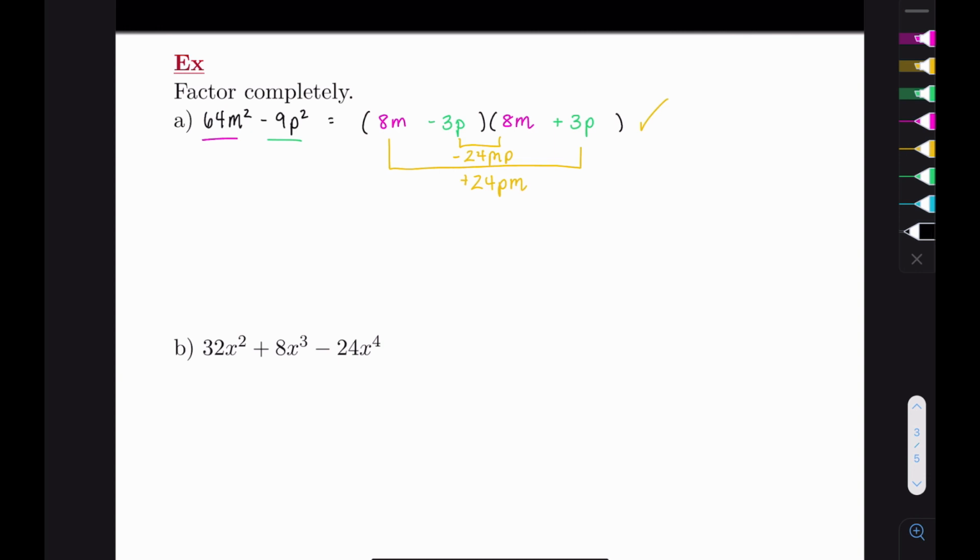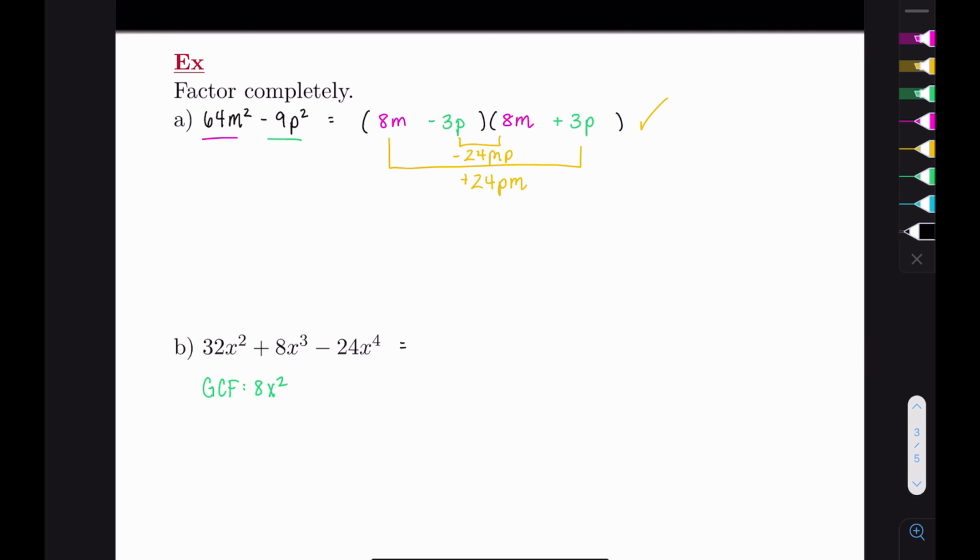In this next example, we've got 32x squared, 8x cubed, and then 24x to the fourth. Right off the bat, every single term has an x, so I can definitely take out that smallest amount, x squared. The other thing I notice is that the numbers out front all share something in common. They're all divisible by 2, by 4, and by 8, so I can take out an 8 at most. So our greatest common factor is going to be 8x squared.